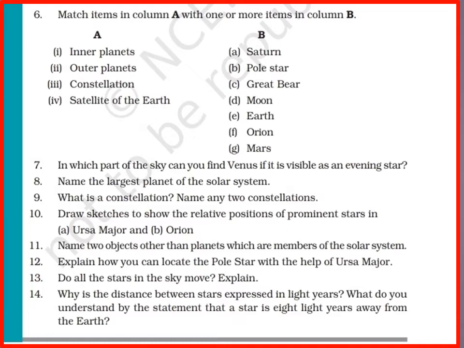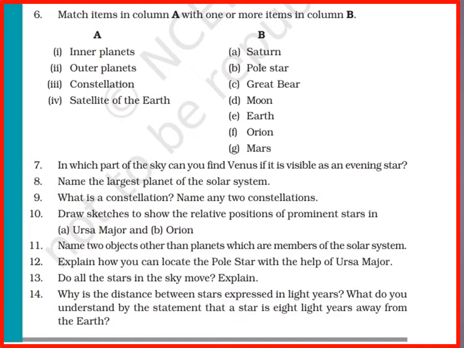Question number 8. Name the largest planet of the solar system. The answer is Jupiter. Question number 9. What is a constellation? Name any two constellations. A constellation is the pattern formed by a group of stars in the night sky. We have learned about Ursa Major, Orion and Cassiopeia.